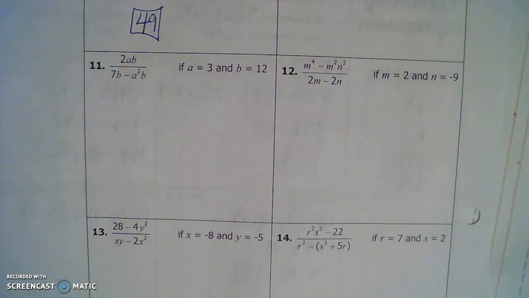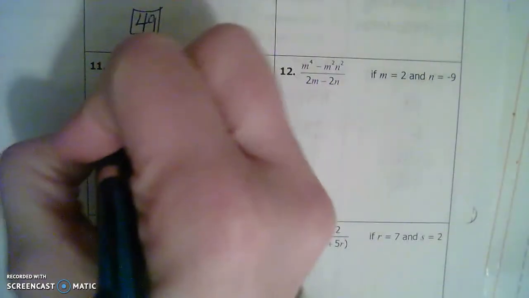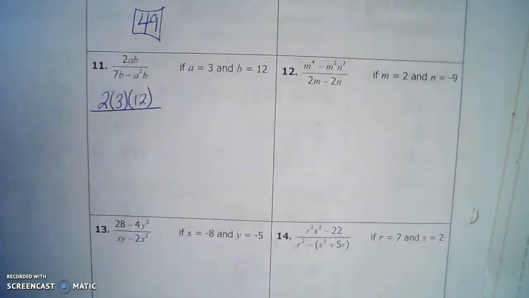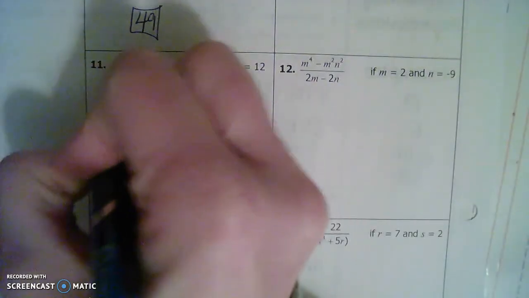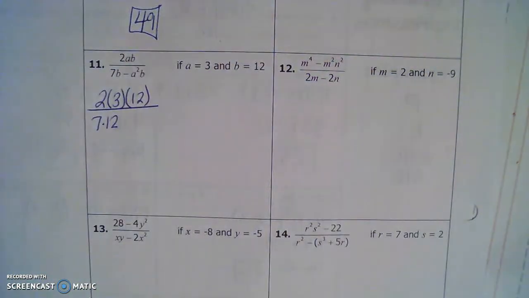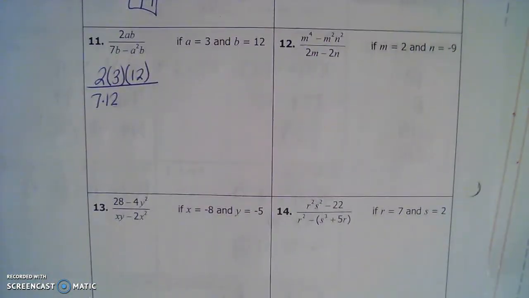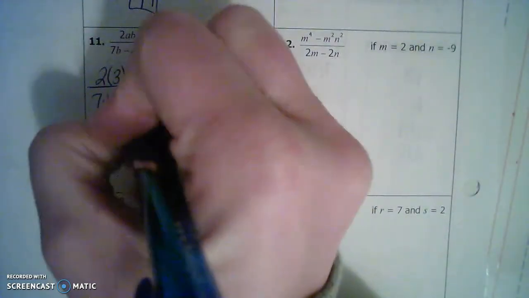These last few are pretty tricky, so make sure you take it step by step. So number 11, we have 2 times A, which is 3, times B, which is 12. So I just put each one in parentheses separately. You don't need parentheses. You can just use the multiplication sign if that's easier. 7 times 12. So I'll use some parentheses, some multiplication sign so you can see the difference. Minus A, which is 3 squared, times B, which is 12.